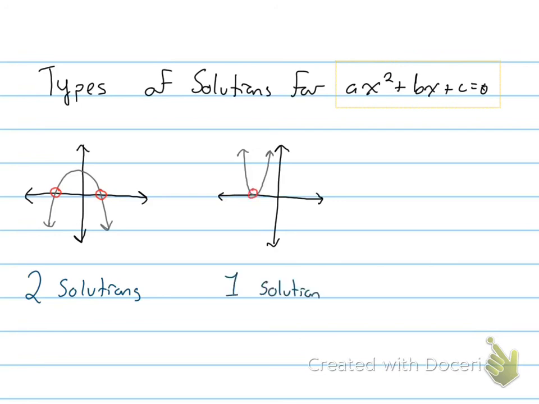And then finally, if I have a situation like this, where I have my parabola not crossing the x-axis at all, I would have no real solutions here. As of right now, I'll just say no solution. Later in this unit, we'll learn how I could have an imaginary solution. While I don't necessarily have a real solution, I could have a different solution in a different set of numbers.